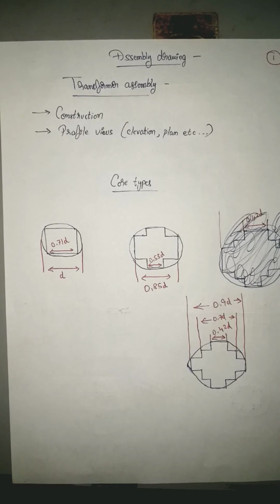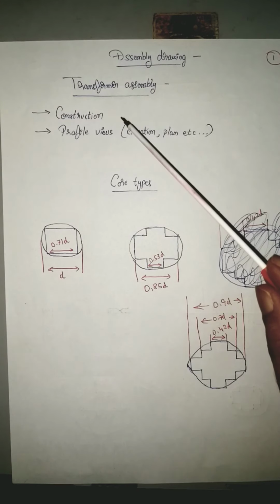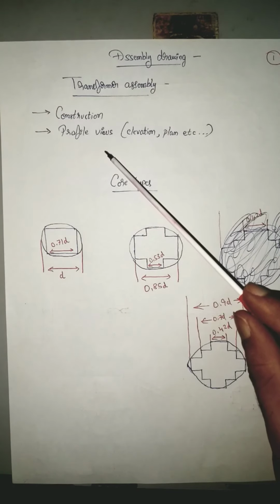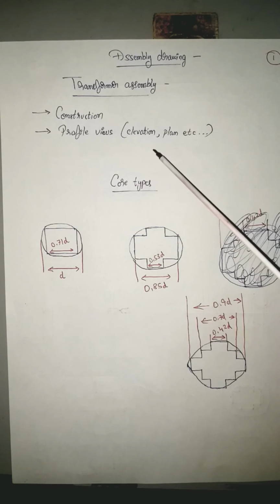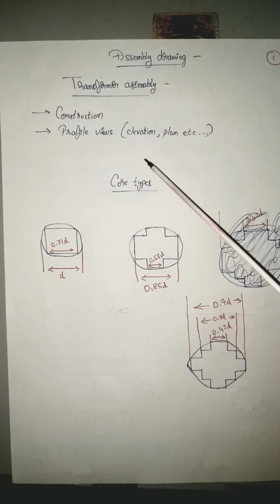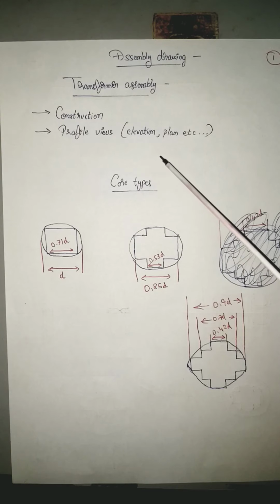So coming to the transformer assembly, now we have understood the construction parts of a transformer and we have seen the profile views. Now we have understood what is elevation, what is sectional elevation, what is half sectional elevation. Similarly, plan, sectional plan, half sectional plan. Now whatever you have seen for an example, the same thing has to be imagined for a machine called a transformer.